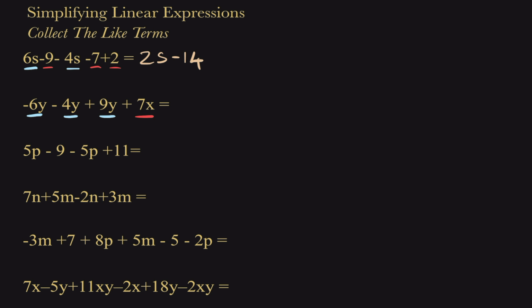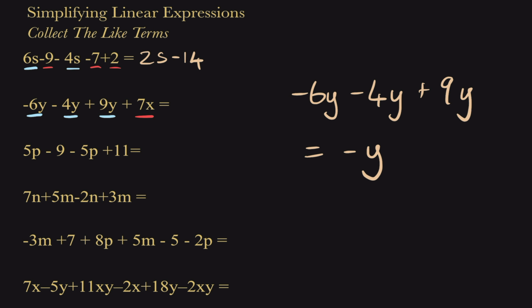So then we simplify the y's. So we have minus 6y minus 4y plus 9y. Combine them together, and minus 6 minus 4 plus 9 is minus 1, so we've got minus y. So that's all the y terms taken care of, and then we just have to include our plus 7x. We just put that on the other side of the equal sign.